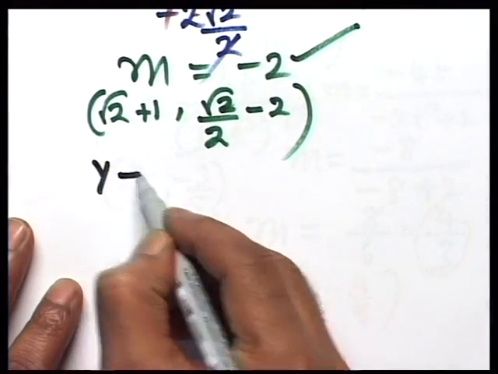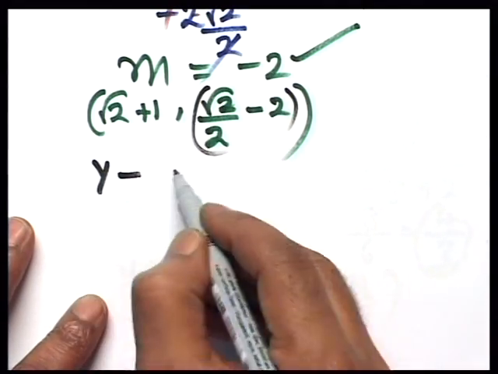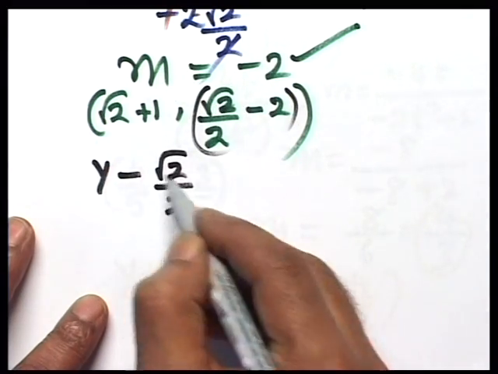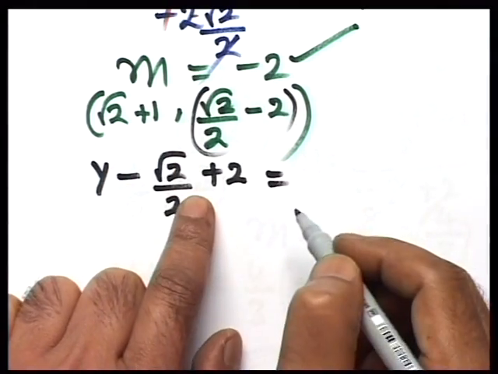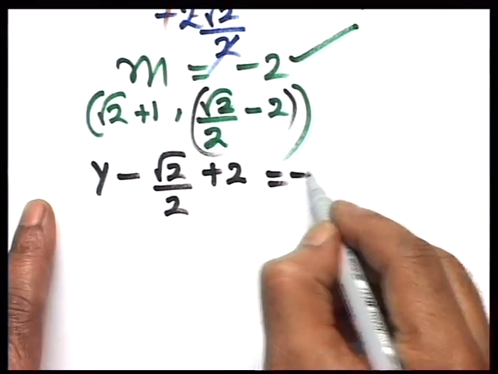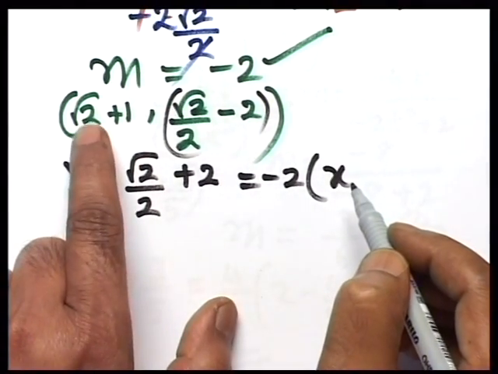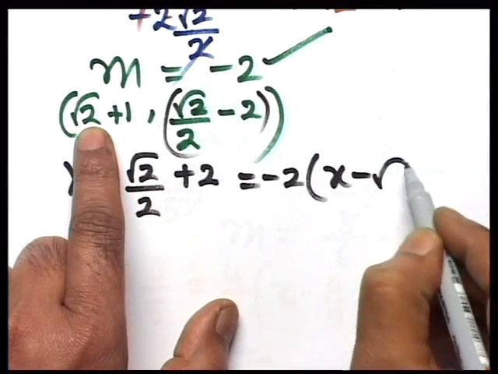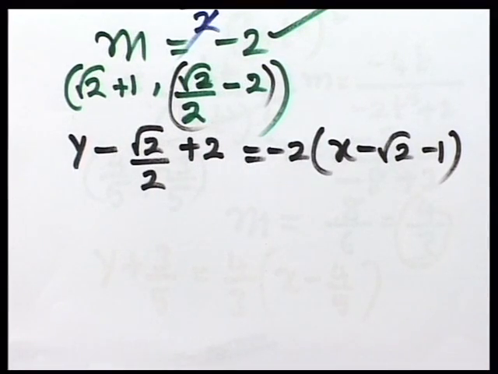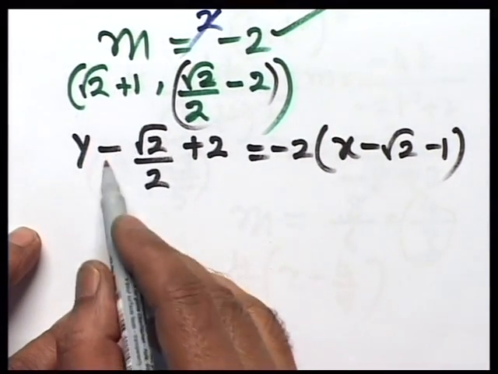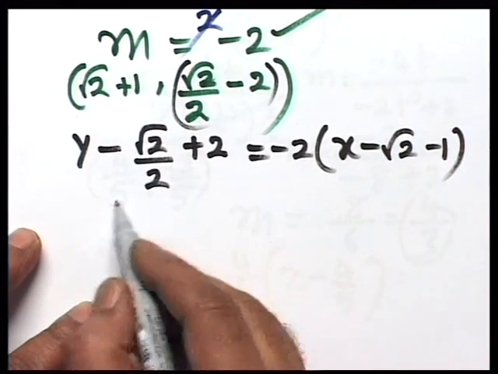y minus y1, so open the bracket with minus root 2 divided by 2, minus times minus plus 2. So that's y minus y1 equals the gradient, which is minus 2, bracket x minus x1, so it's minus root 2 and minus 1. Let's keep it like that. Here we can open the bracket or multiply by 2 right through. Doesn't matter in any way.